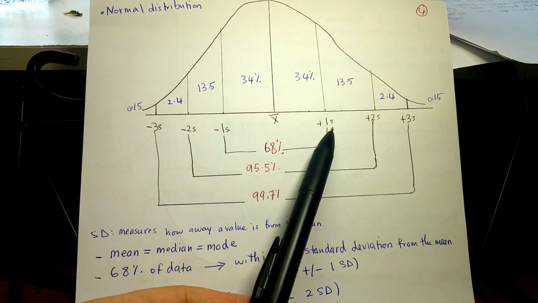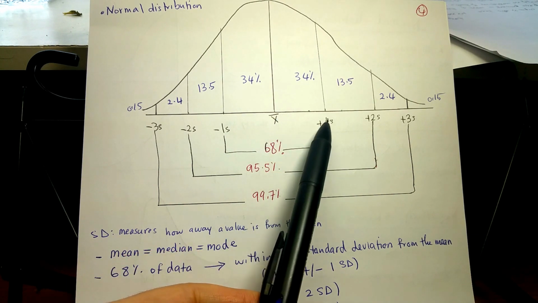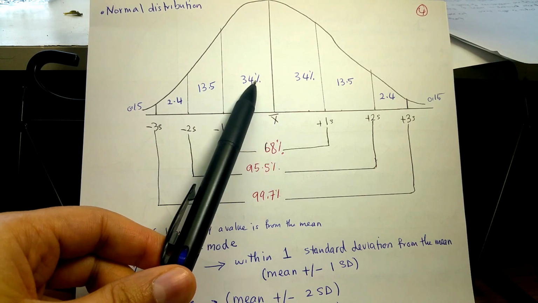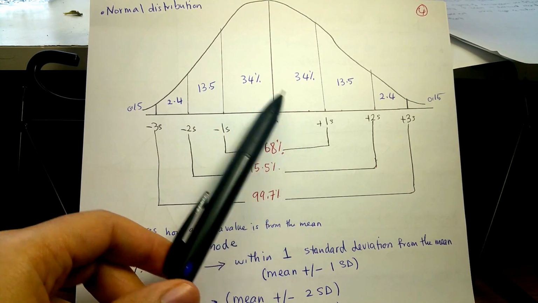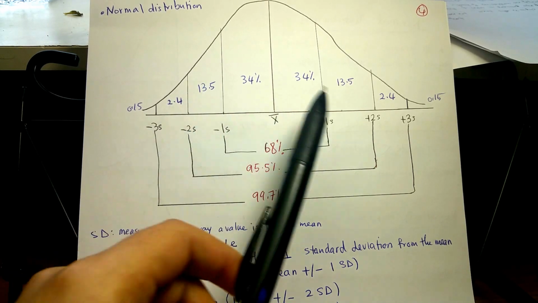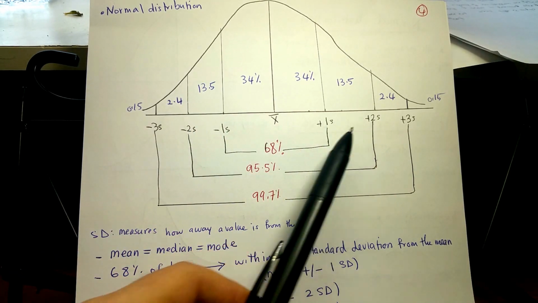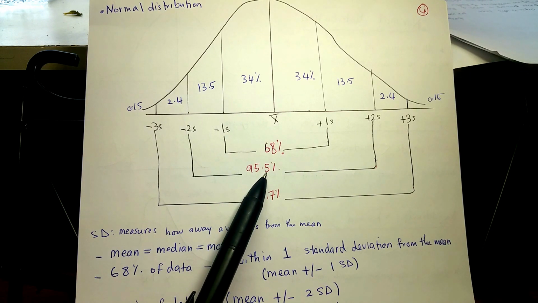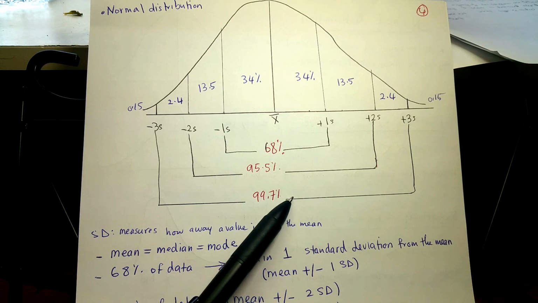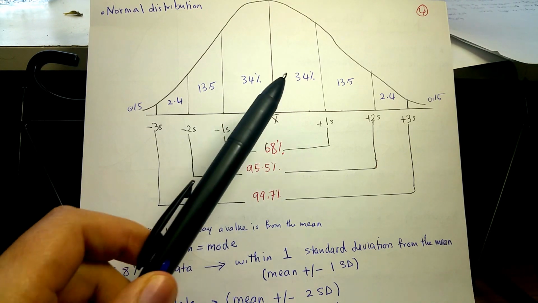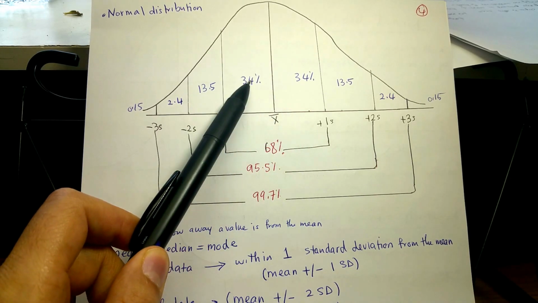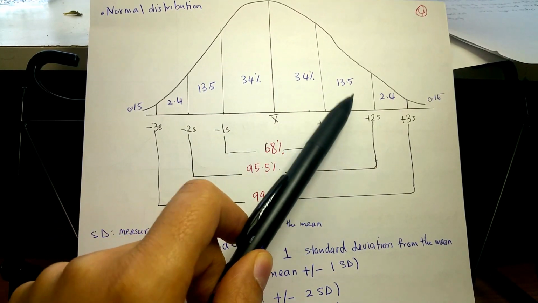So within one standard deviation, plus and minus, there are 68% of the population that lie in a normal distribution curve between these two values. Between two standard deviations, 95.5%. Between three standard deviations, 99.7%. So you have to know not only the percentage here, but each one, the numbers here.